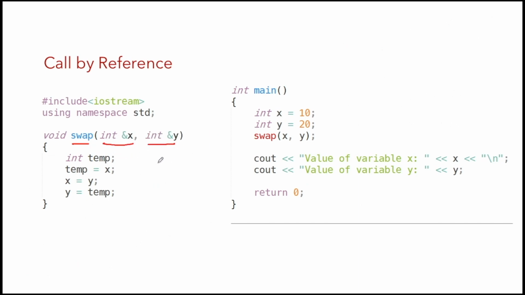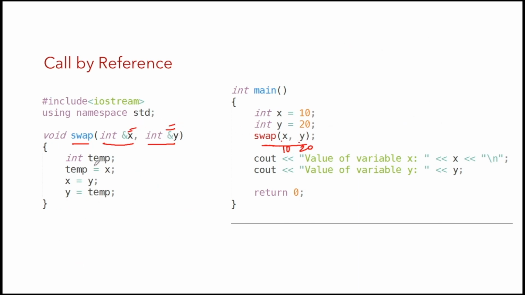So whenever a call is made like this, swap x comma y, the values stored in the variables, which are 10 and 20, so the addresses of these variables will be passed here. So the address of x and y is passed over here.